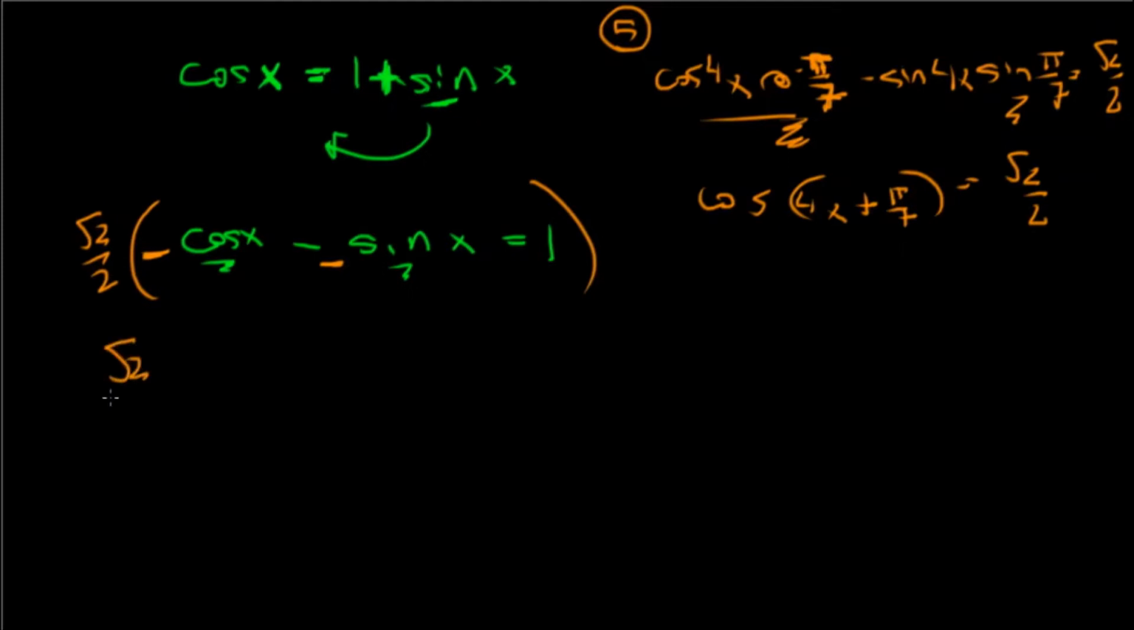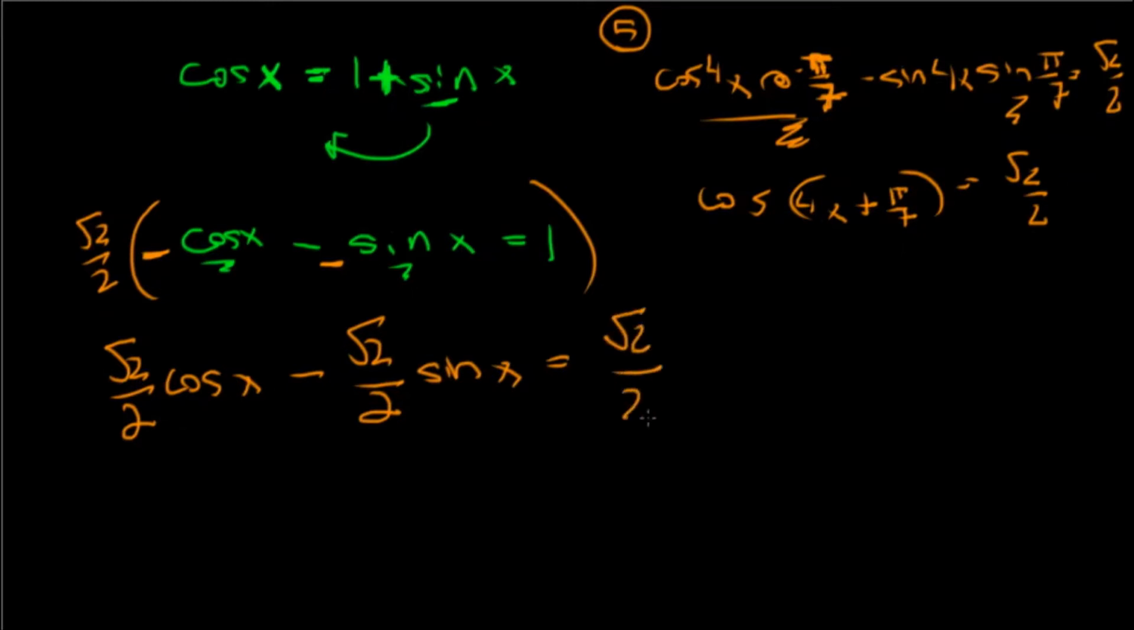All right, root 2 over 2 cosine x minus root 2 over 2 sine x equals, let's not forget the root 2 over 2 over here, right? Root 2 over 2 cosine x minus root 2 over 2 sine x equals root 2 over 2. We are now in this form, right? We have a function and a function, but we also have these two numbers.